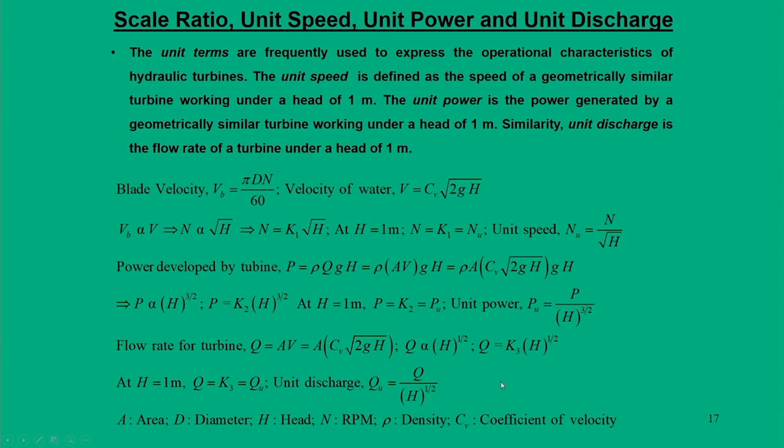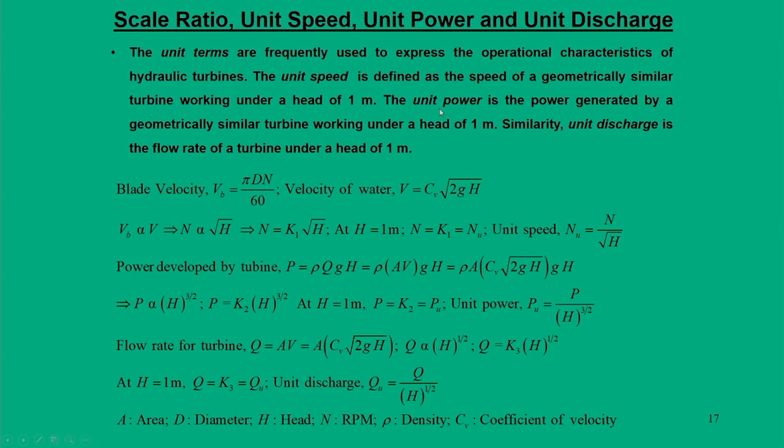Now, moving further, the same logic we apply to define the unit terms. They are nothing but the operational characteristics of hydraulic turbines. The unit speed is defined as the speed of a geometrically similar turbine which works under a head of 1 meter. Unit power is the power generated by geometrically similar turbines working under 1 meter. Unit discharge is the flow rate of the turbine working under a head of 1 meter.